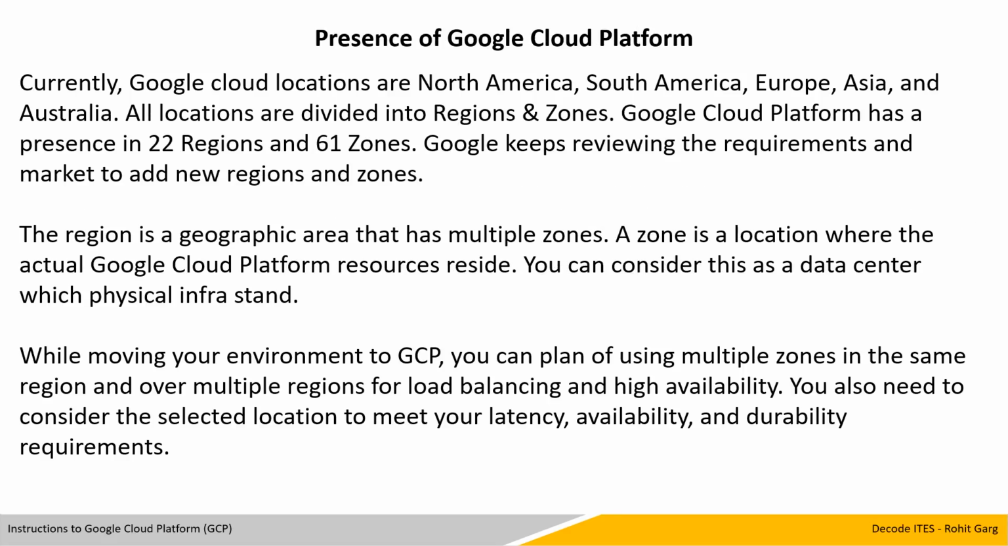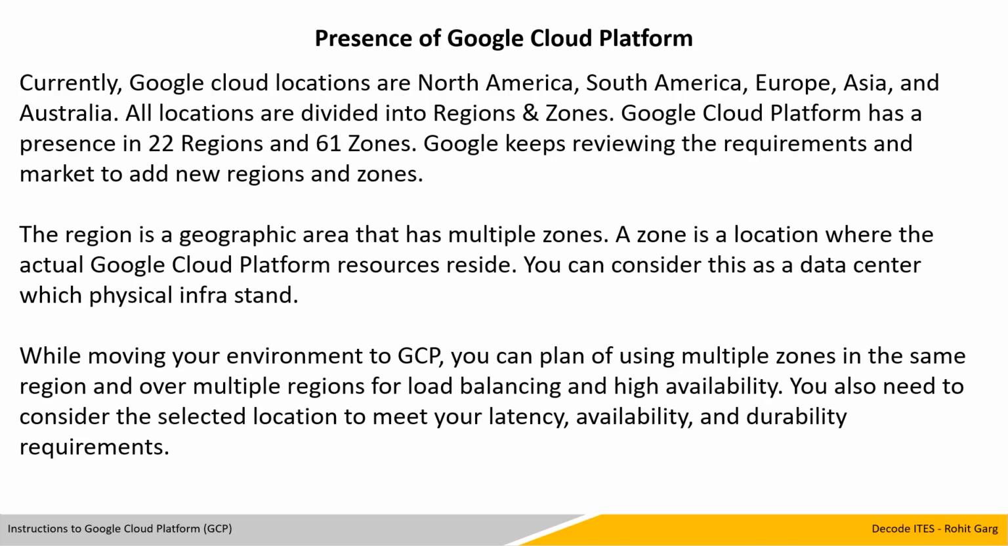Presence of Google Cloud Platform. Currently, Google Cloud locations are North America, South America, Europe, Asia, and Australia. All locations are divided into regions and zones. Google Cloud Platform has presence in 22 regions and 61 zones. There is a high possibility that when you view this video, these numbers have changed because Google keeps reviewing the requirements and market to add new regions and zones.